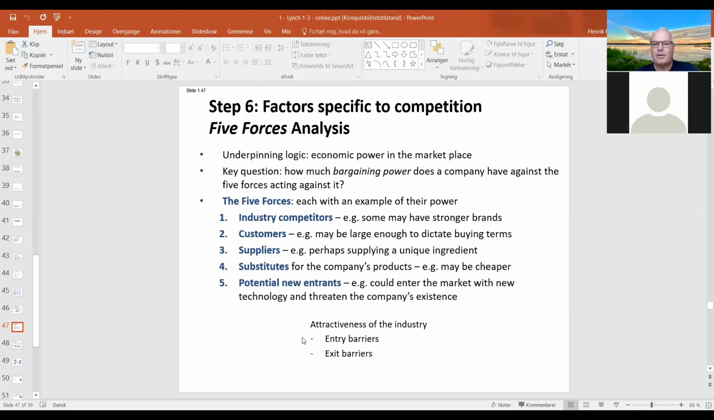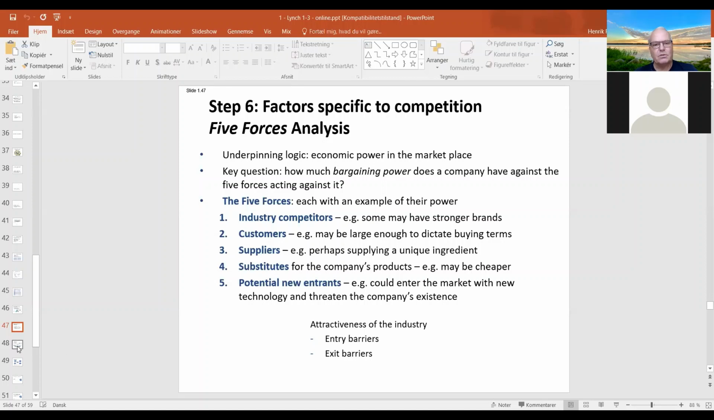What kind of barriers might we find to enter a specific industry? Well, key factors for success is also quite important to look at here, because they can tell us something about the barriers that we might find in order to enter a specific industry. And exit barriers: if an industry has, let's say, long-term contracts, then it might be quite difficult to go out from that industry again.